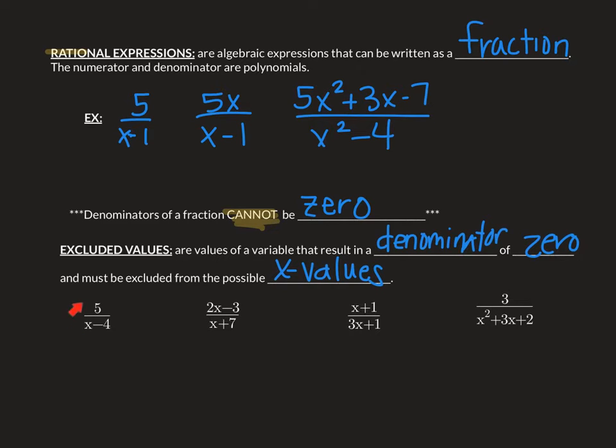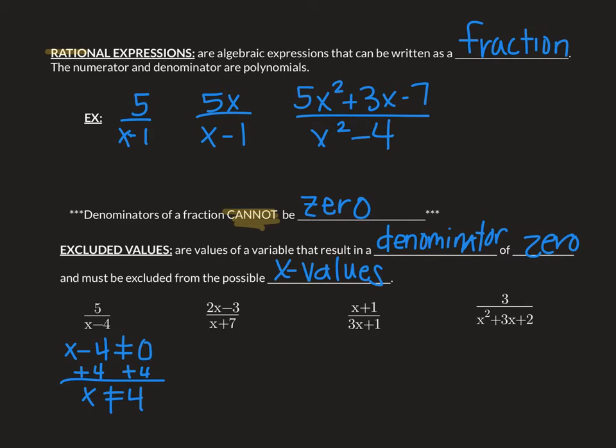Let's look at this first example. We have 5 over x minus 4. To state the excluded values of each rational expression, notice it's an expression, there's no equal sign at the moment. To state the excluded values, what we are going to do is take the denominator and say that whatever we get, it can't be 0, because this will help us find our excluded values. So if x minus 4 can't be 0, how do I undo this? Well, I'm going to add 4 to both sides. And so we get x cannot be 4. This is my excluded value. x cannot be 4.